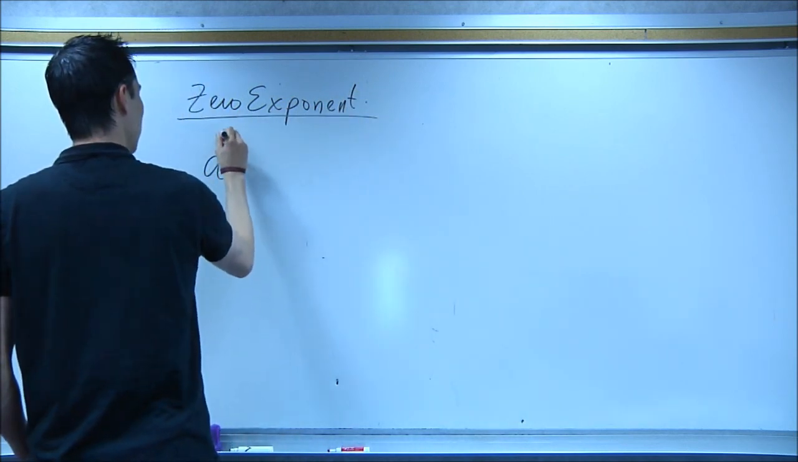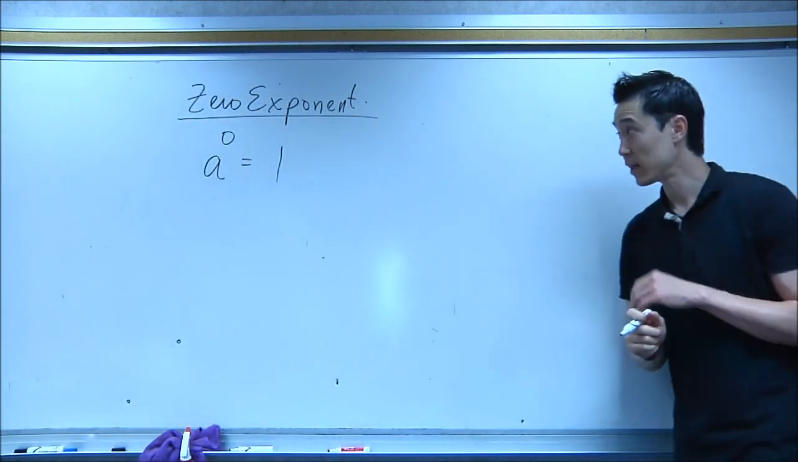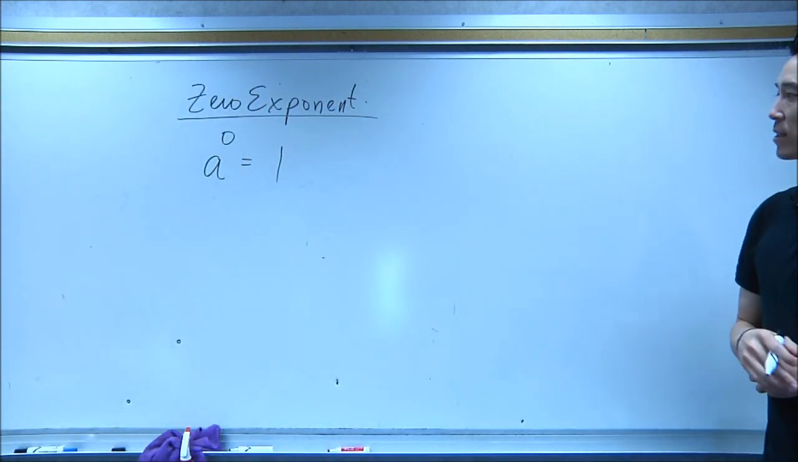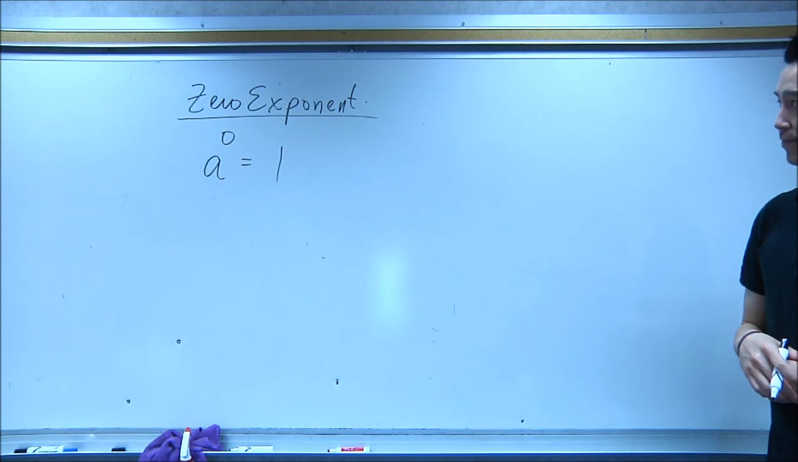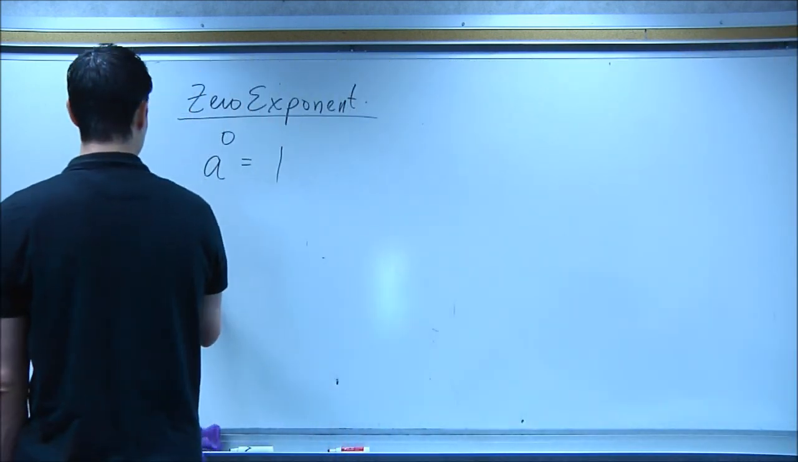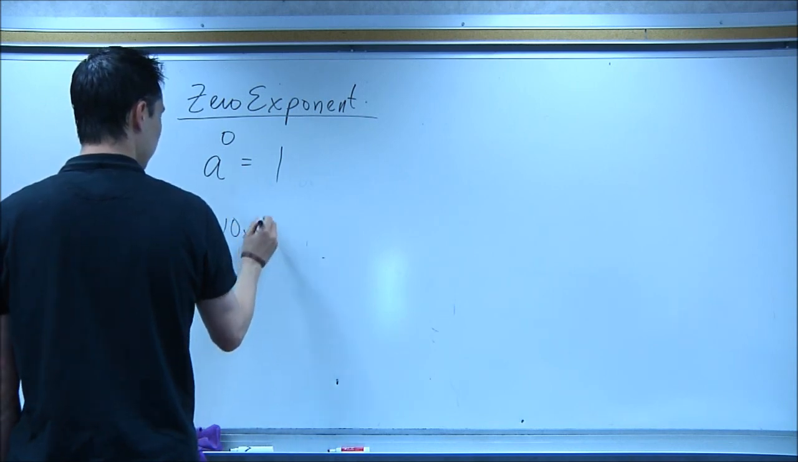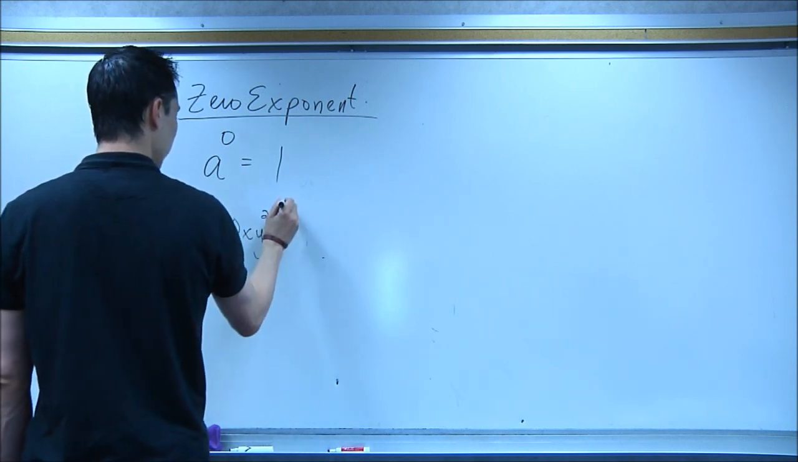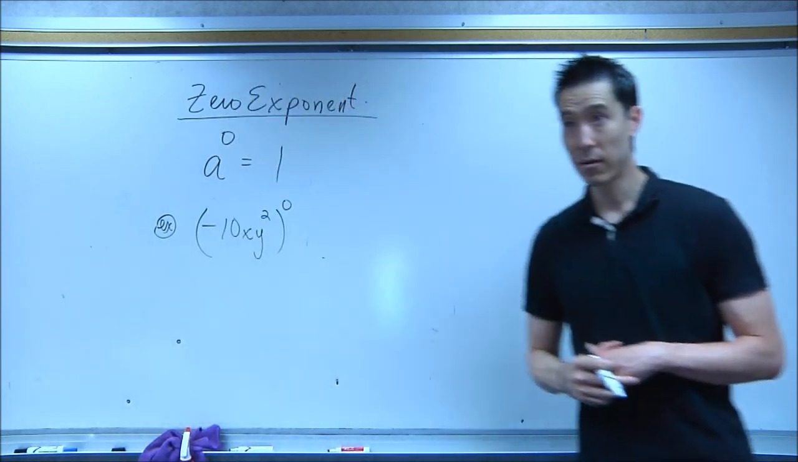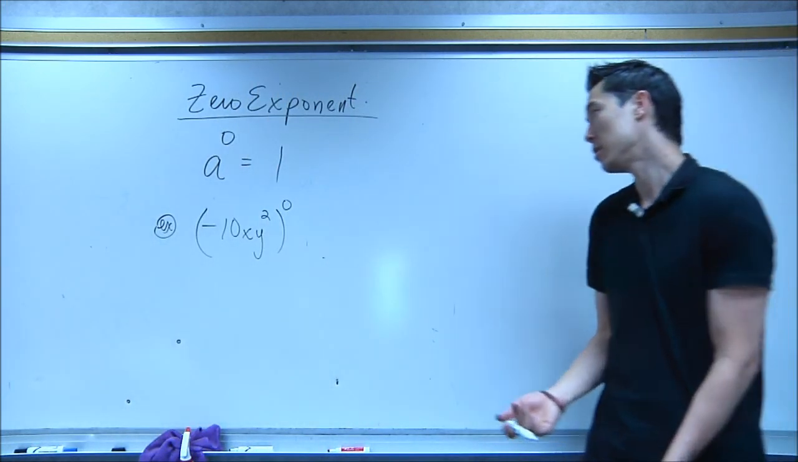A raised to the 0 power is equal to 1. So, this rule: anytime you have an expression, and it doesn't matter how complicated it is, if all of this is raised to the 0 power, anything raised to the 0 power just turns into 1.